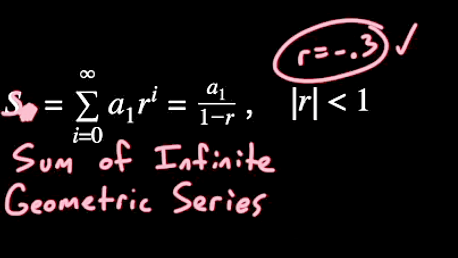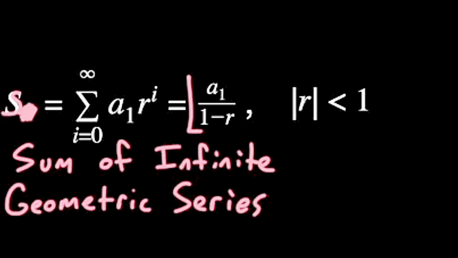So if you have these small r values, you can add all the numbers up in an infinitely long geometric series, and it will give you just one specific value. And you can find that value by using this formula. All you do is you take the first term and you divide it by 1 minus the common ratio.